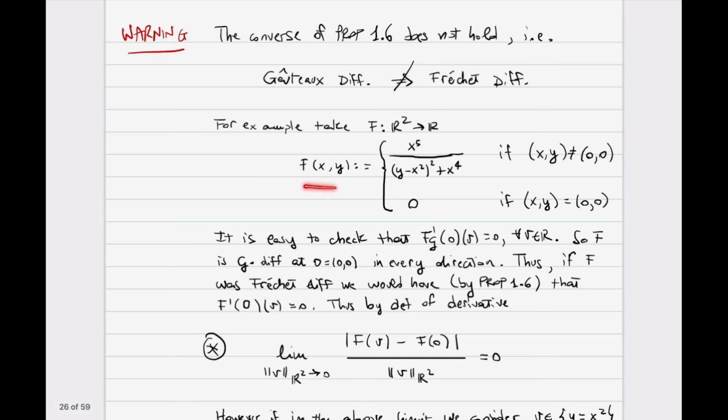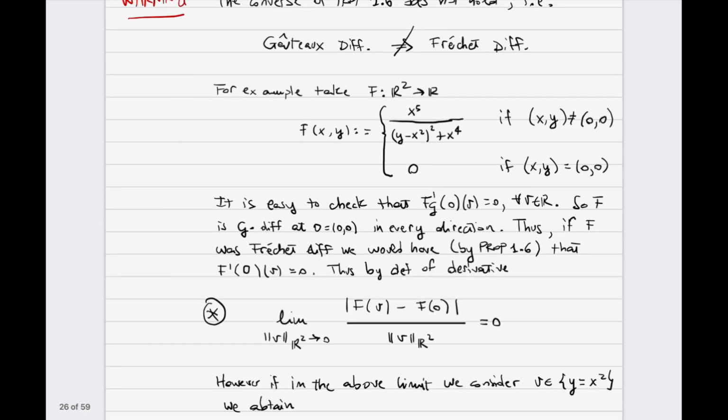So for example, take f defined like this for x, y different than 0, and 0 if x, y are equal to 0. So this is a function from R2 into R. Then it is easy to check that the Gâteaux derivative in 0 is constantly 0. Therefore, f is Gâteaux differentiable at 0 in every direction. Therefore, if f was Fréchet differentiable, by the previous proposition, the Fréchet derivative should be equal to the Gâteaux derivative, so this must be 0.